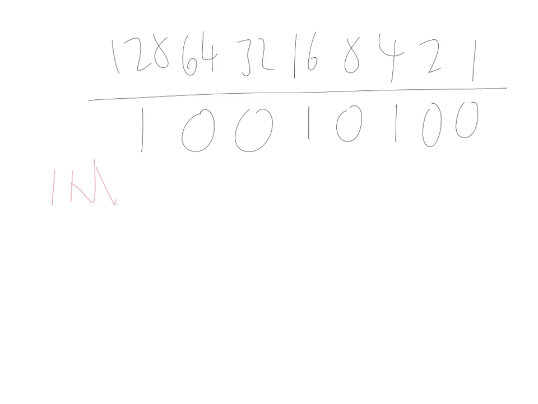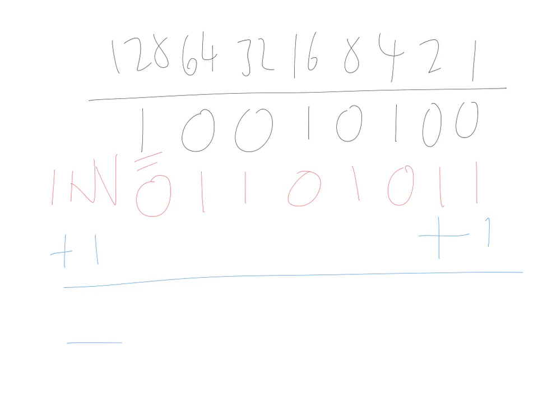So we've got to invert it because the most significant bit is a 1. So invert all of the bits. 1s become 0s, 0s become 1s. Then we need to add 1 on. So 1 plus 1 gives us 2 with a carryover. 1 plus 1 gives us 2 with a carryover. 0 plus 1. And then there's no more carryover, so we write the rest of the number down.